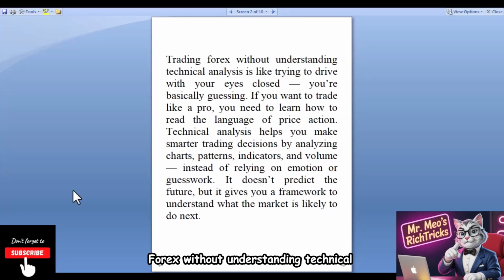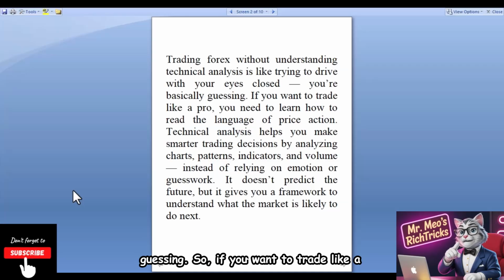So, trading Forex without understanding technical analysis is like trying to drive with your eyes closed. You are basically guessing. So, if you want to trade like a bull, you need to learn the language of price action.